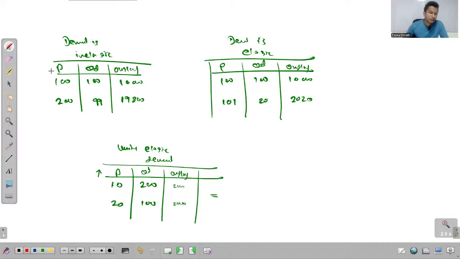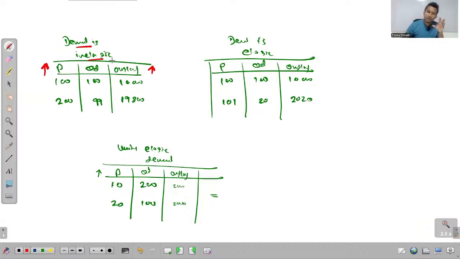Now we will analyze these two tables as well. Now what has happened to the price here? Price has increased, and consumers' outlay has also increased. See, that's what happens when the demand is inelastic. If you are selling a good having an inelastic demand, you should increase the price in order to maximize your revenue.